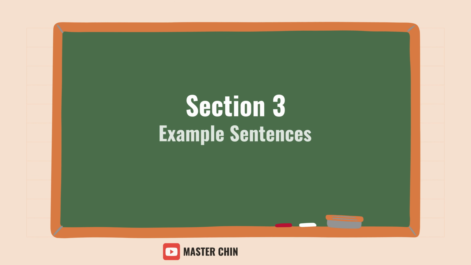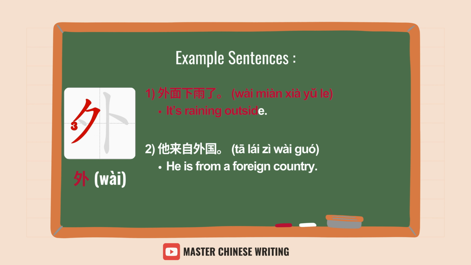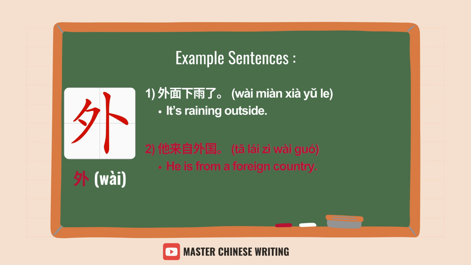Section 3. Example sentences. 外面下雨了, it's raining outside. 他来自外国, he is from a foreign country.